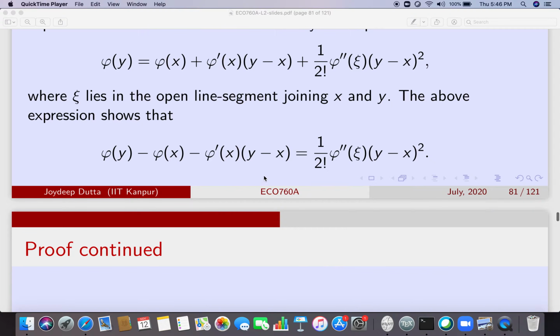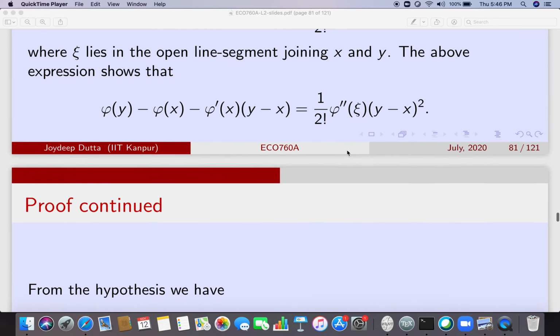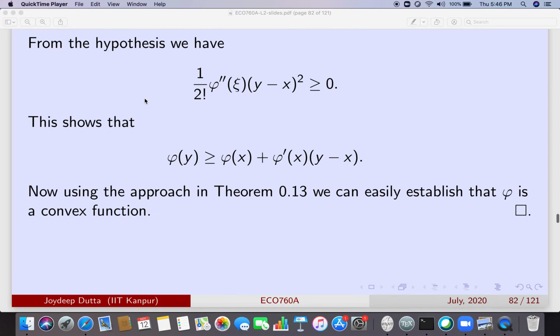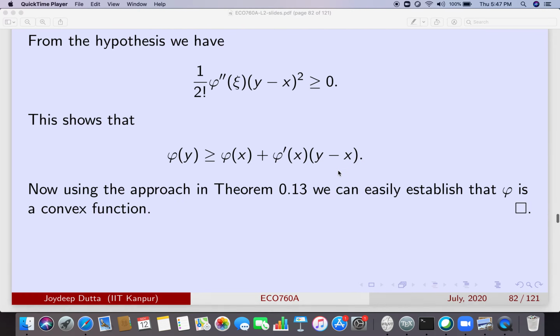Now what I know, I can take this part and transfer it to this side. But what I know is that this phi double dash xi is always greater than or equal to 0. See the power of Taylor's theorem, just appreciate that. Once you know that phi double dash xi is greater than or equal to 0, then immediately you know that this whole thing is greater than or equal to 0. So what does it mean? It immediately told me that phi of y is greater than or equal to phi of x plus phi dash x into y minus x, and this is possible for every x and y. So now by our previous result, we know that the function phi is convex.